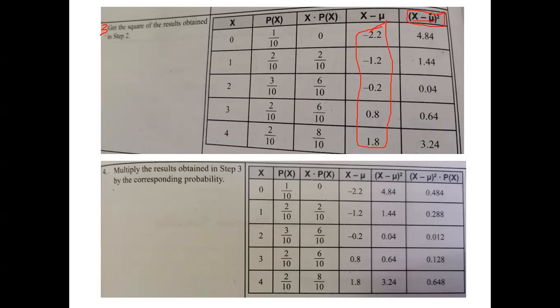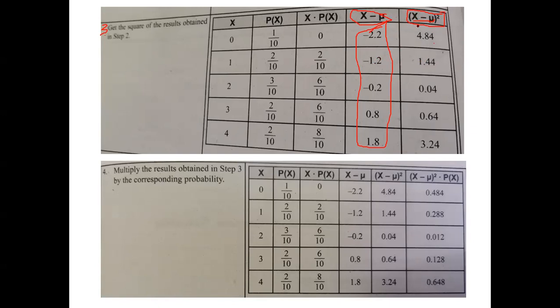one inside the parentheses. So the one inside the parentheses is x minus mu. So the value of x minus mu will be squared. So negative 2.2 squared is 4.84. Negative 1.2 squared is equal to 1.44. Sir, they're positive now.